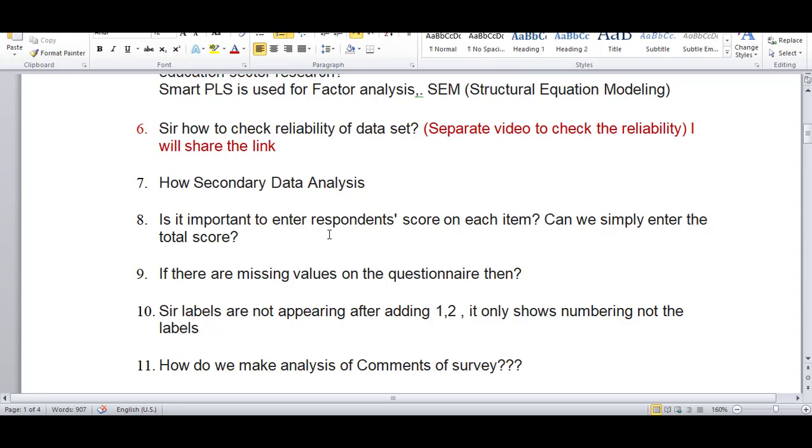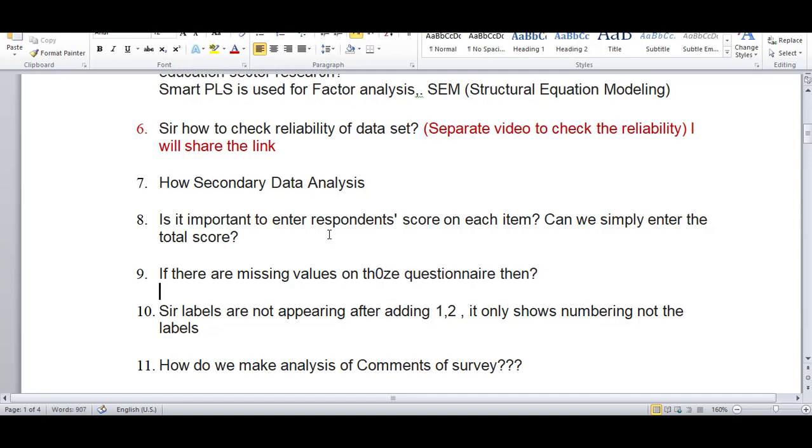Number 9, if there is a missing value on the questionnaire, it depends how many missing values there are. If there are some minor missing values, like a few, put it blank. If there are more missing values, then there are certain procedures. One of the common procedures is putting the mean value of that item. But again, it's a very long discussion topic, how to deal with missing values. If there are few missing values, leave it blank. It will not affect a lot. But if there are more missing values, then you need a certain type of mechanism or technique to handle them.